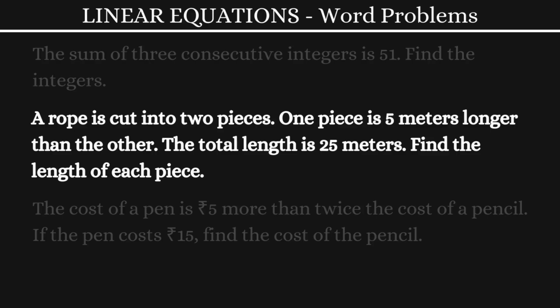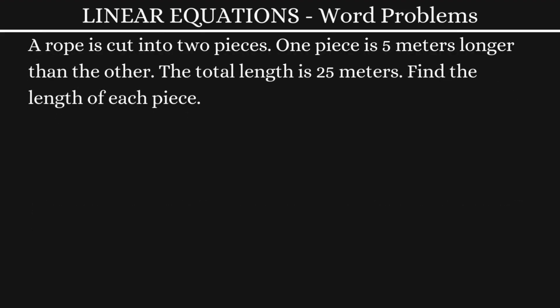Next question. A rope is cut into two pieces. One piece is 5 meters longer than the other. The total length is 25 meters. Find the length of each piece.